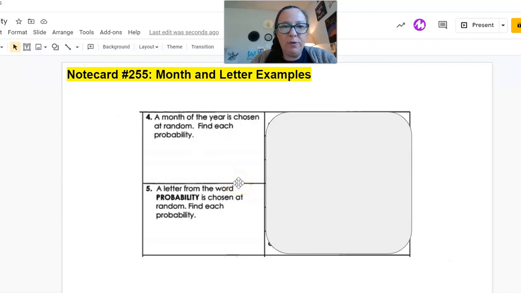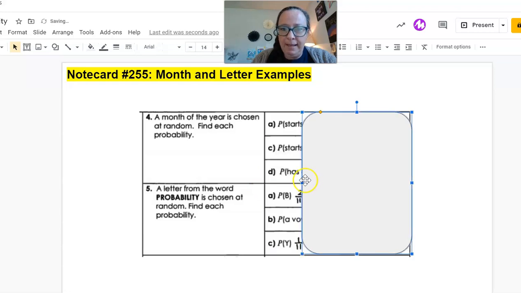All right, so here's just some more examples, and it is note card 255. So this one, a month of the year is chosen at random. How many months are there? There's 12. Find each probability. So they're going to ask me some individual questions here. Let's see. And they are using the probability notation.